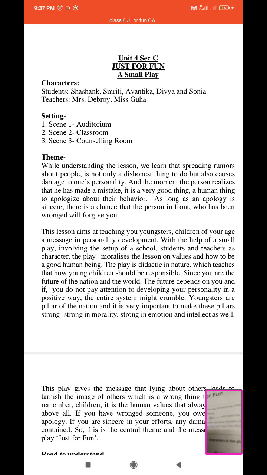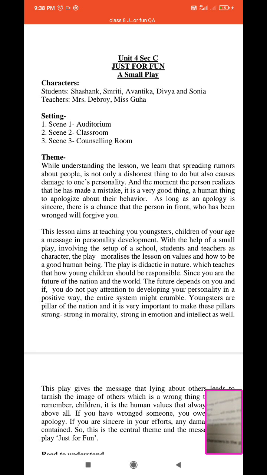So the lesson Just for Fun aims at teaching youngsters, the children of your age, a message in personality development. With the help of a small play involving the setup of a school, characters as students and teachers, the play moralizes the lesson on values, human values, and how to be a good human being. The play is didactic in nature, which teaches the young students that they should be responsible for their actions.